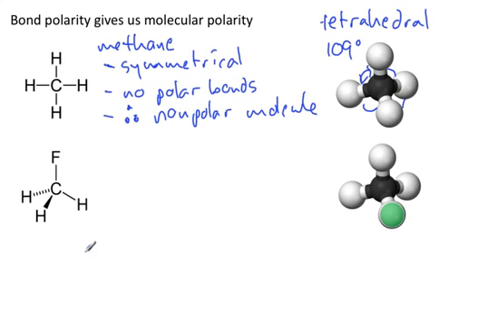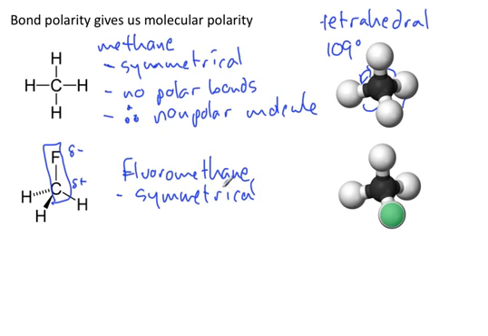Now if we change one thing, we take a carbon-hydrogen bond and replace the hydrogen with a fluorine, and we know that this is definitely a polar bond. So there is one polar bond with all these nonpolar bonds on the same geometry. This is fluoromethane. Fluoromethane has the same molecular geometry. It's still tetrahedral, so it's still symmetrical.